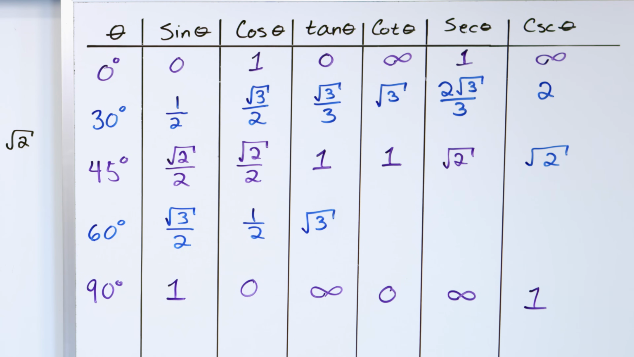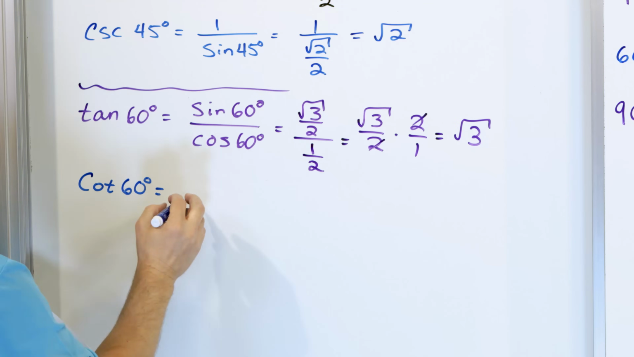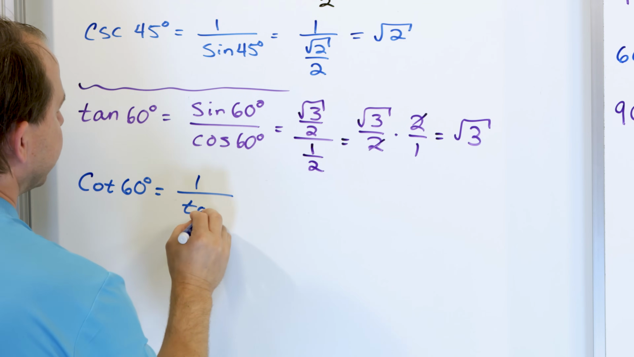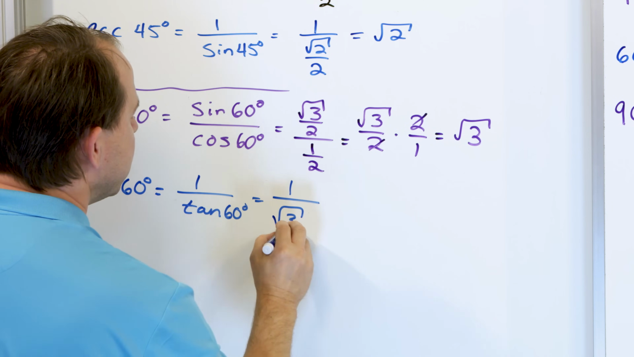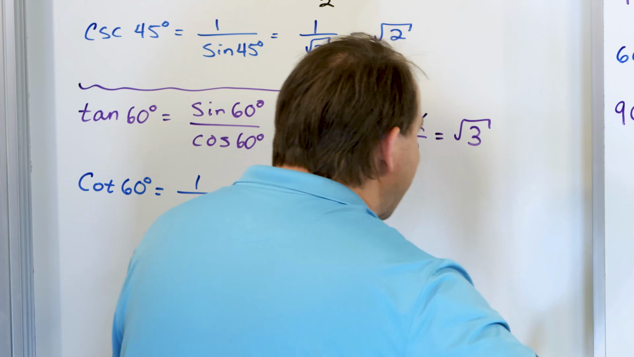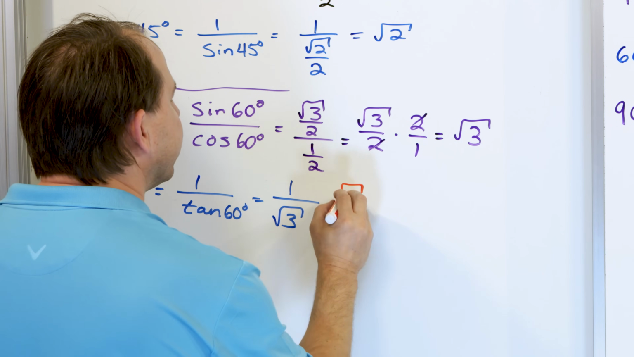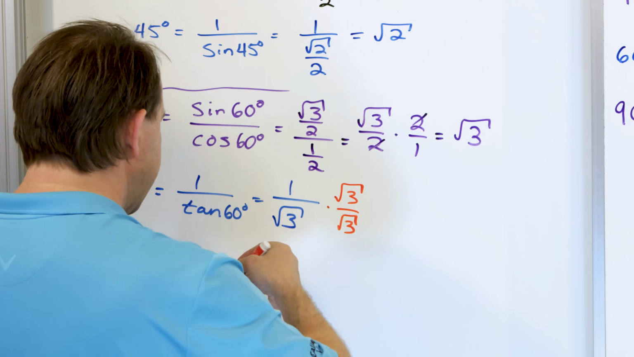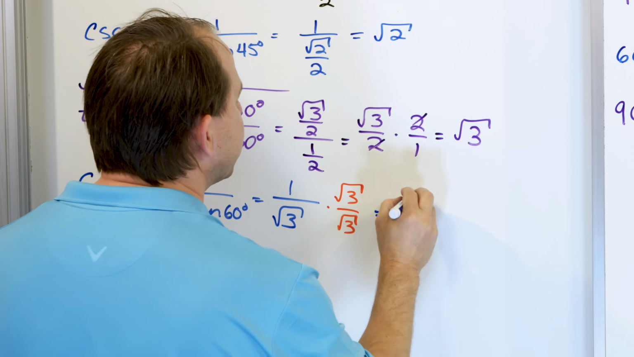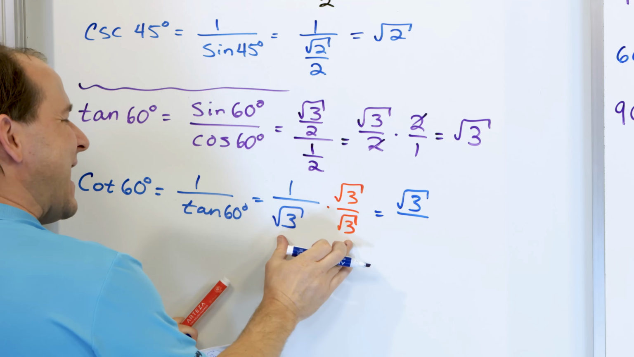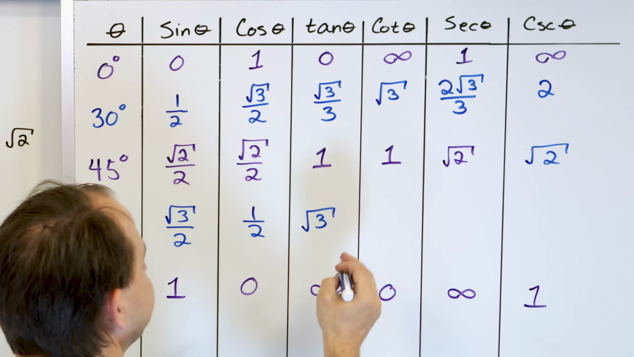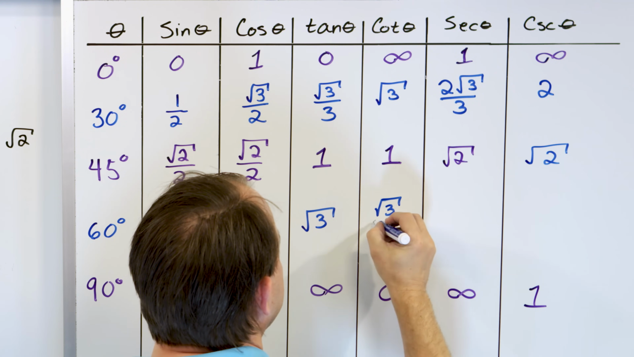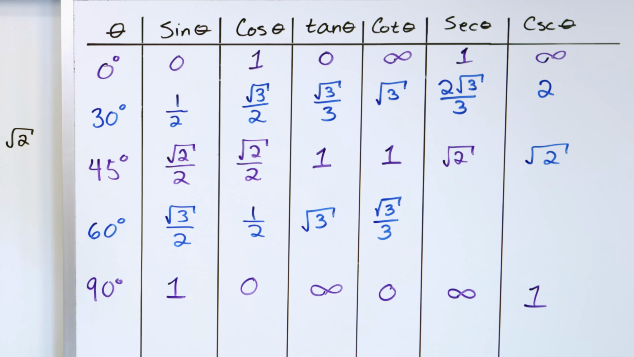All right, next we need to figure out what the cotangent of 60 degrees would be. It's going to be 1 over the tangent of 60 degrees. We just figured out what that is. It's square root of 3. Now we could leave it like that, but we never do that. So we multiply by root 3 over root 3, and we get the square root of 3 on the top. This will be square root of 9 on the bottom, which comes out to be a 3. So you get square root of 3 over 3 for the cotangent of 60 degrees.